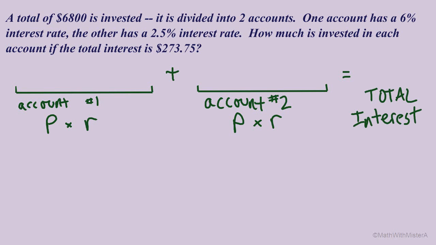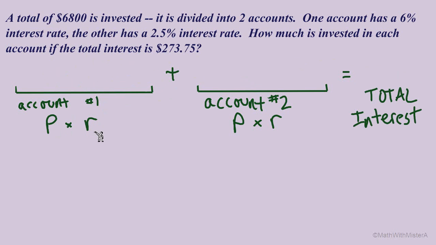This is part of our standard approach to these problems. We're calculating total interest by calculating interest for each individual account and adding them up. And the way we calculate individual interest: principal times interest rate.